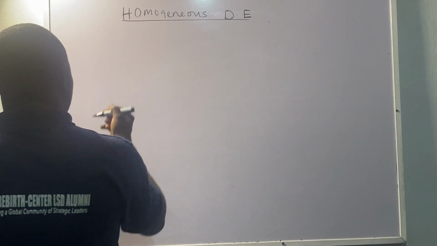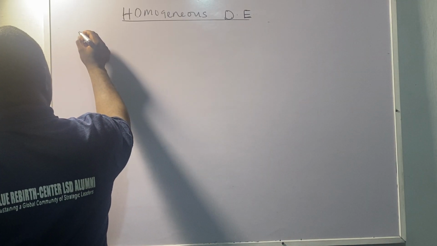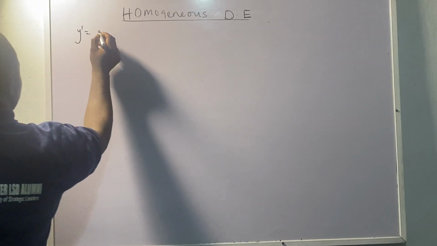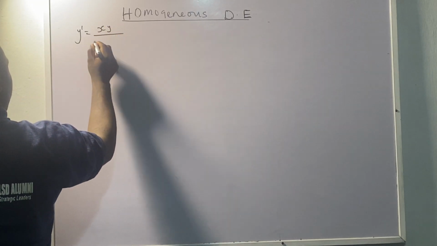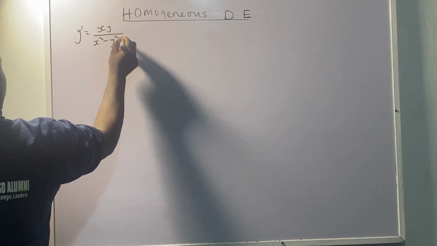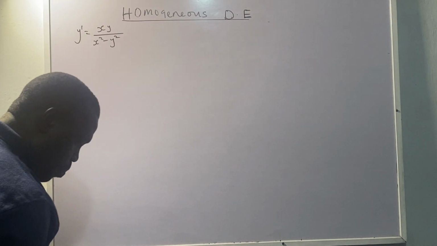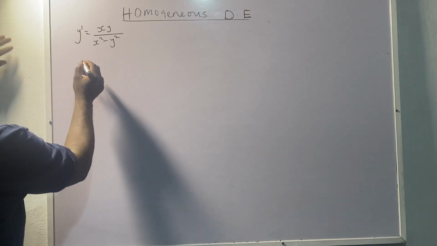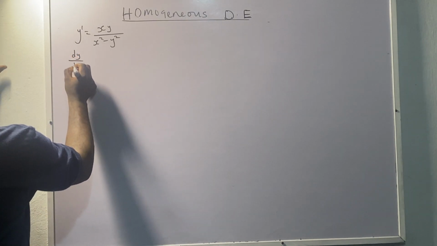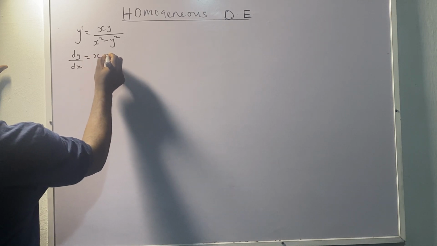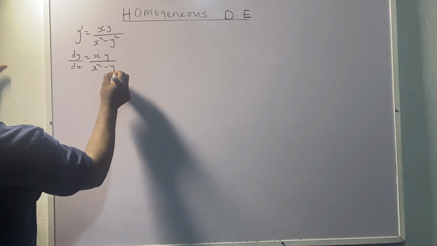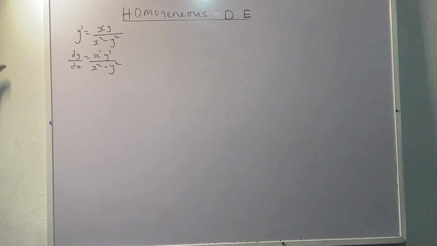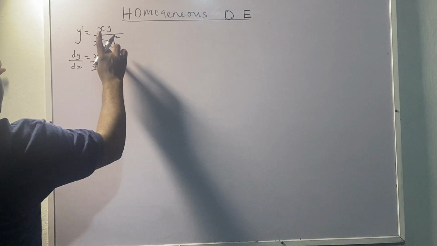So we have this question quickly. Suppose you're given y prime equals xy over x squared and y squared. Suppose this is what you're given. Now we know that this can also be expressed as this. So it's homogeneous because you can see, you can decide to put it here.